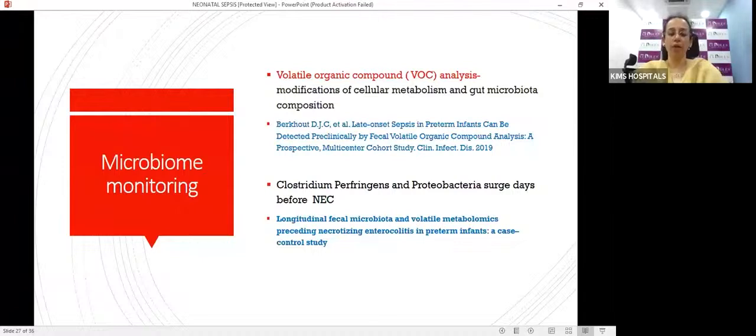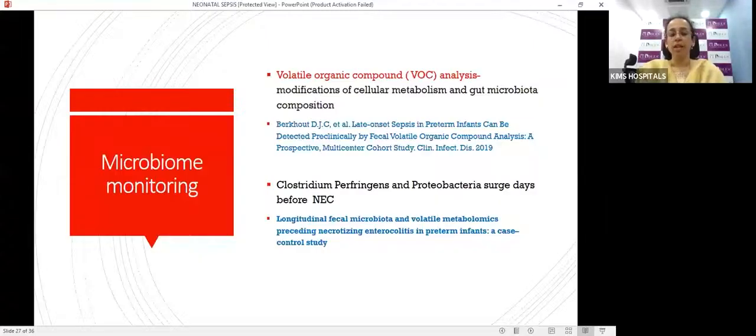Next, coming to the microbiome monitoring, what else can we do to identify the organisms, or predict whether this neonate is going to be all right, or if the neonate is going to go into sepsis or NEC? So is the baby at such risk? This can also be studied by volatile organic compound analysis, in which the modifications of the cellular metabolism and gut microbiota composition are studied.